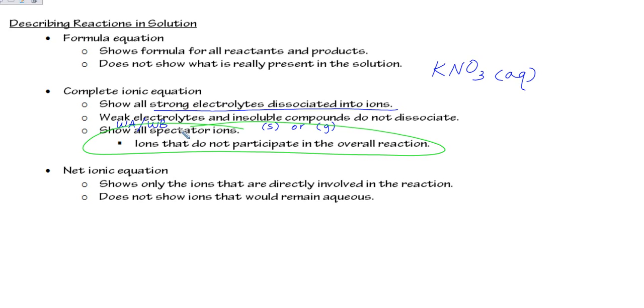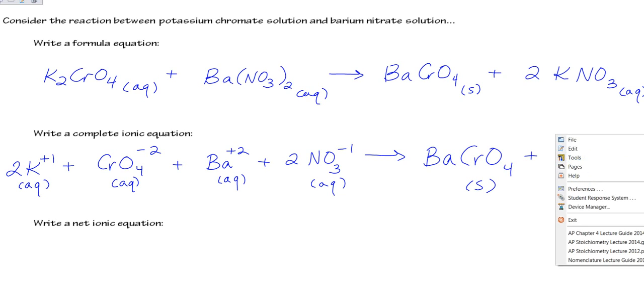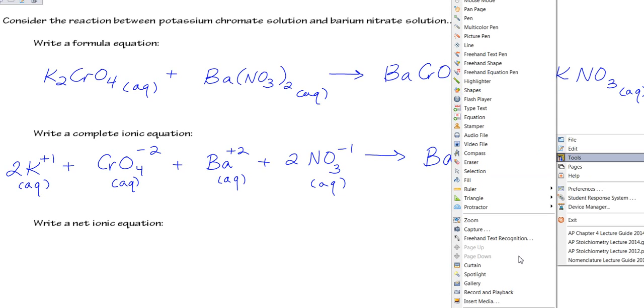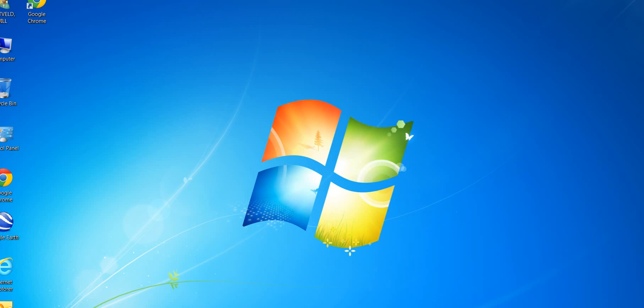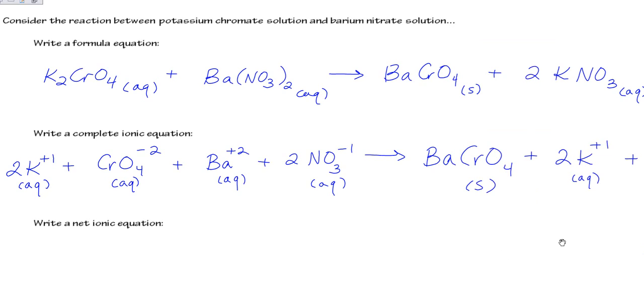That's a net ionic equation. It only shows ions that are chemically changed, that are directly involved in the chemical reaction. It does not show spectator ions. Ions that would remain aqueous are spectators. They're present, but they're just hanging out, watching the reaction occur. They're not participating in the reaction. So here are my spectators. I'm looking for ions that are the same on both sides of the equation. I'm looking for things that are the same on both sides. 2 potassium ions.